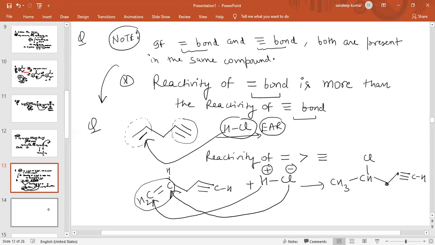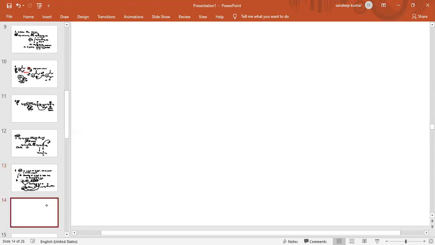So these reactions are basically following the addition of electrophile. So these reactions are basically electrophilic addition reactions. Now we are going to discuss some mixed reactions.